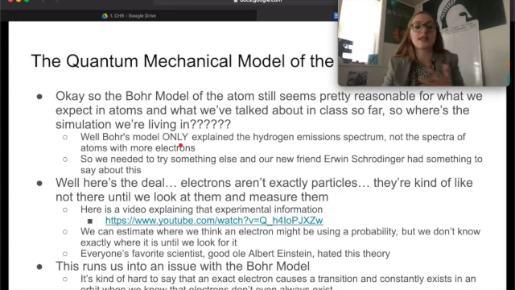So we needed to try something else. And our new friend, one of my favorites, Erwin Schrodinger, had something to say about this. And this is what he said. His radical idea. Well, the radical ideas of quantum mechanics. Schrodinger's the father of quantum mechanics.